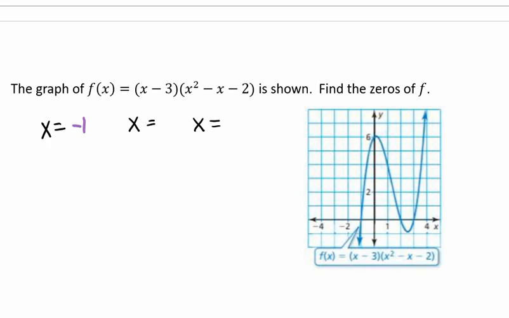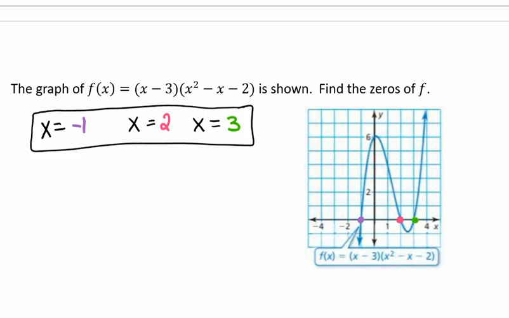I'm going to have one at -1 because that's where it's crossing. I'm going to have a 0 at 2 because that's another intersection point. And I'm going to have a value at 3 because that is our final intersection point of our graph. And so those would be the zeros of this function. And that's how we'd find them using the graph.